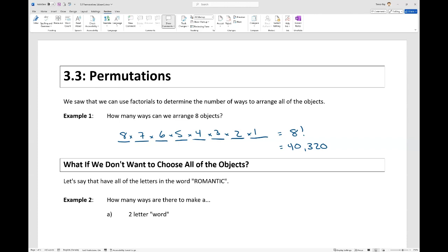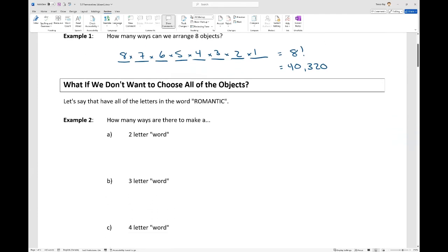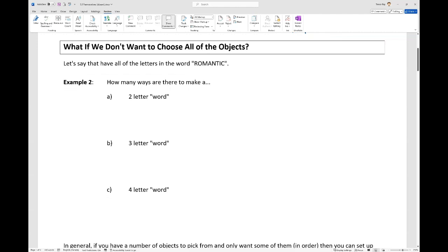So I chose the word romantic because when I think of permutations, I can't think of anything more romantic in my life. And some of you are probably laughing at that. You have no idea how true it is.